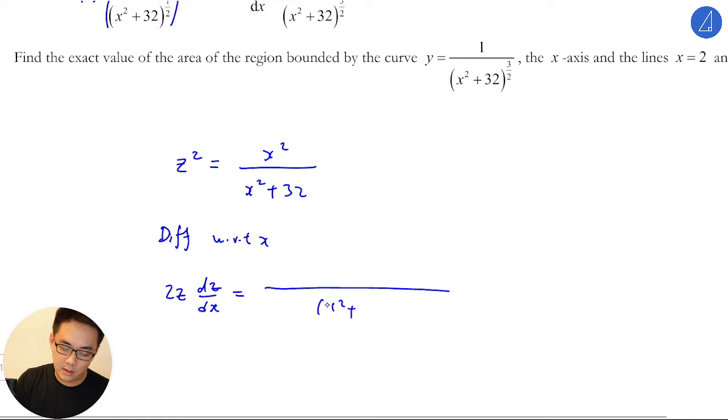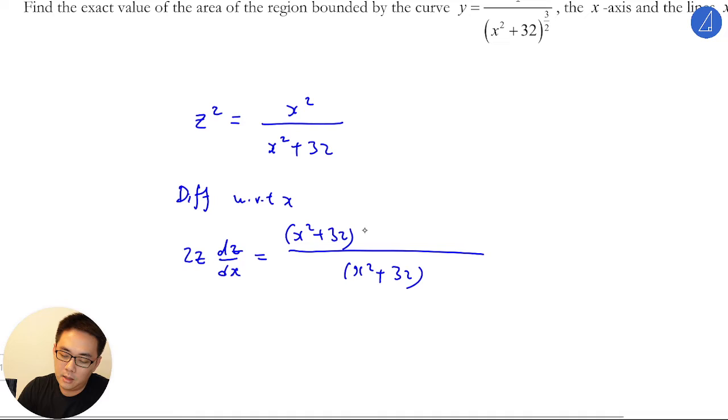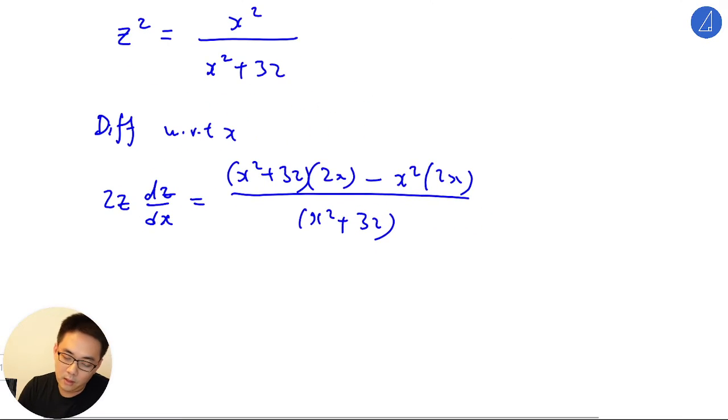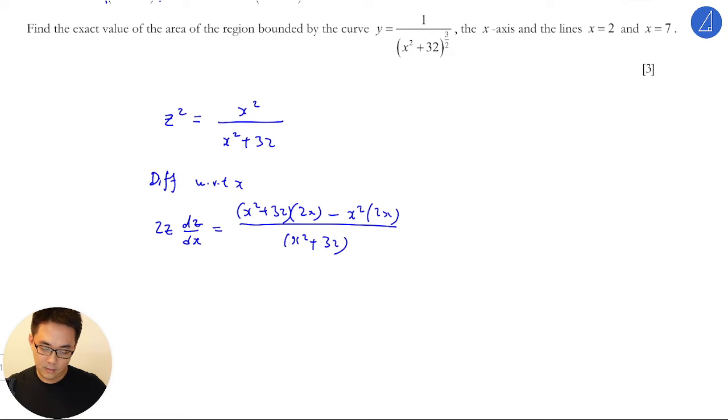So x squared plus 2. I hope this is easier. I don't know. Let's see. 2x minus u dv dx. Seems okay so far.